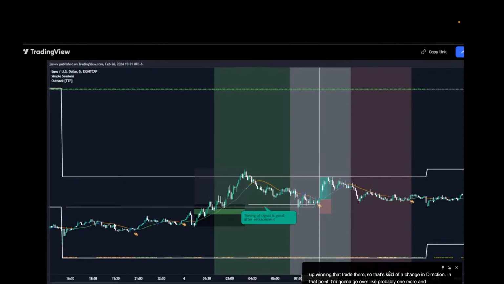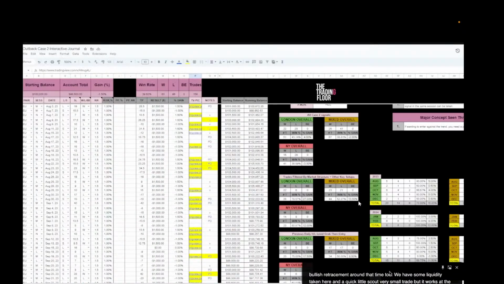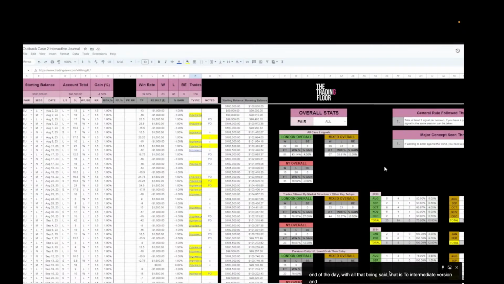So yeah, this is another good example where you get a quick grab of the second previous daily low. We also get a nice bullish retracement around that time too. We have some liquidity taken here and a quick little scalp. Very small trade, but it works at the end of the day. So with all that being said, that is the intermediate version of case 2, and in the next video I'll be going over the more beginner version of case 2.